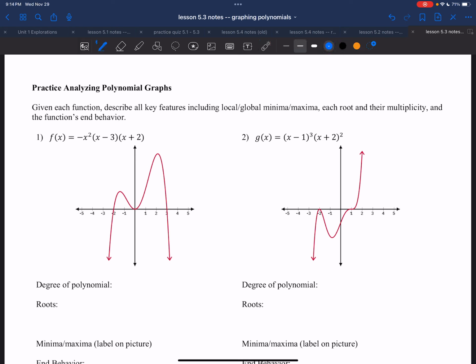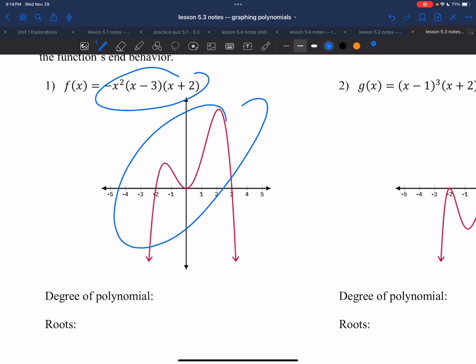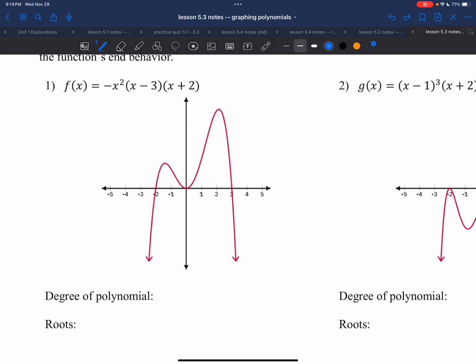So it says, given each function, describe all key features, including the global minima and maxima. By the way, that's the plural of minimum. Each root and their multiplicity and the function's end behavior. So I have the equation given as well as the graph, just baby steps here, right? You can see, correlate the equation with the graph, right?